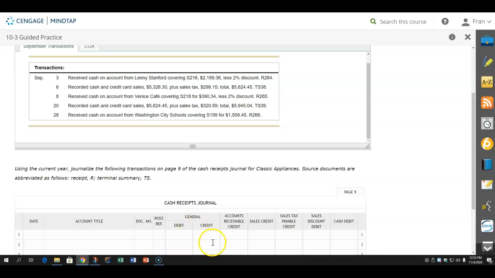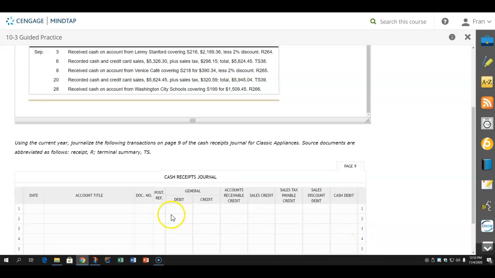There's a lot of different possibilities for where these amounts can go. Just like in the cash payments journal, it could just be a general debit or credit. It could be an accounts receivable credit or a sales credit, depending on whether you made the sale on account or if you made it in cash. You always have to account for the sales tax credit. And if you give that person, that business, a discount, that has to be recorded. So it's a lot to think about. So let's just start out with some of these transactions here.